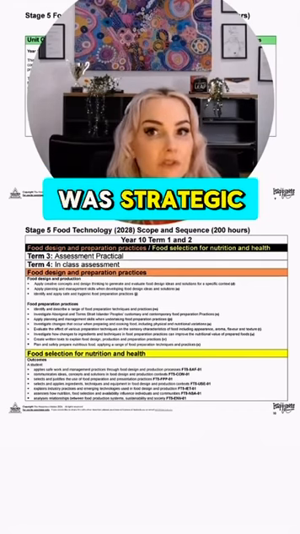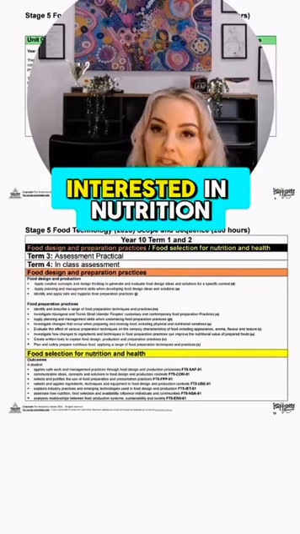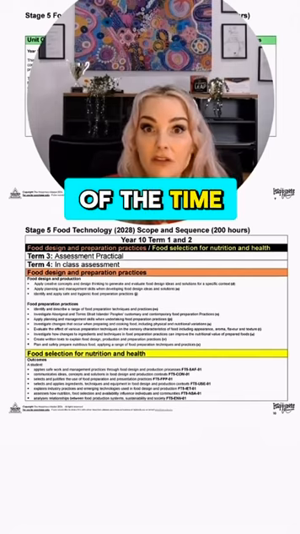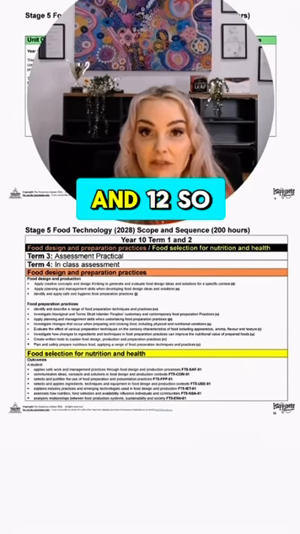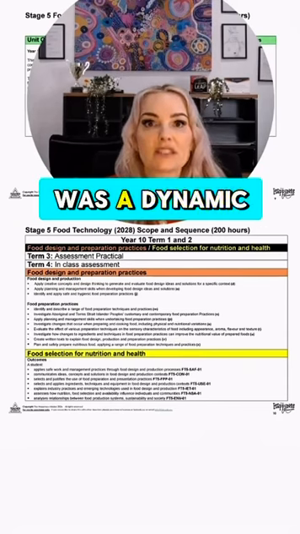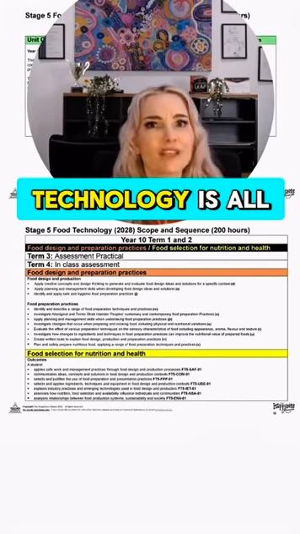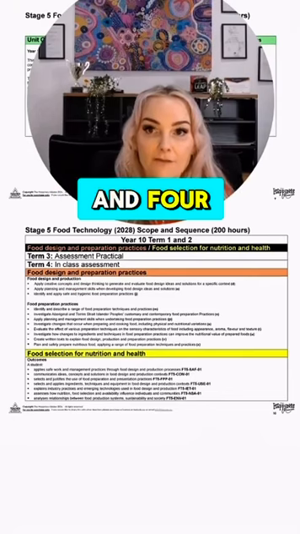Finally, for term 3 and term 4 of Year 10, we looked at food selection for nutrition and health. And again, this was strategic. A lot of our students pick food technology because they are interested in nutrition and nourishing their bodies. And let's be honest, a lot of the time, term 3 is when students start making their subject selections for Year 11 and 12. So we wanted to make sure it was a dynamic area where we could really let them sink their teeth into what food technology is all about. So that's why we thought that would be fantastic for terms 3 and 4.